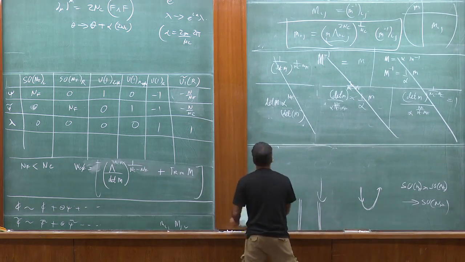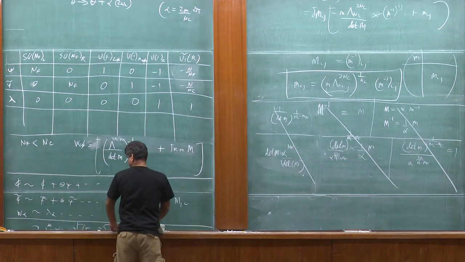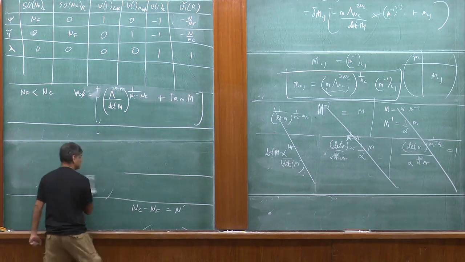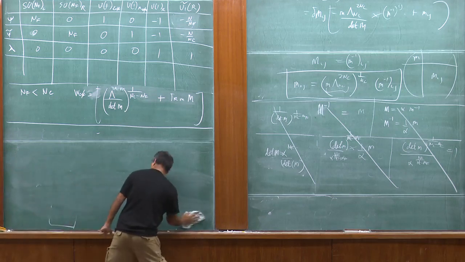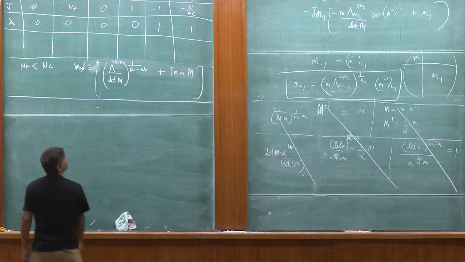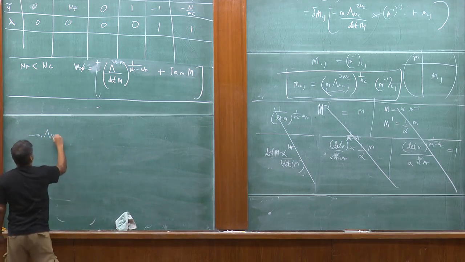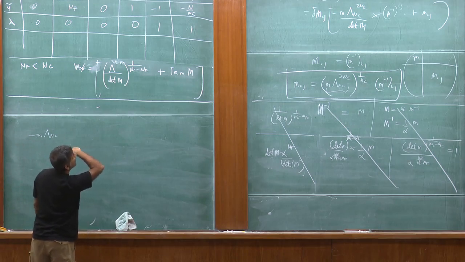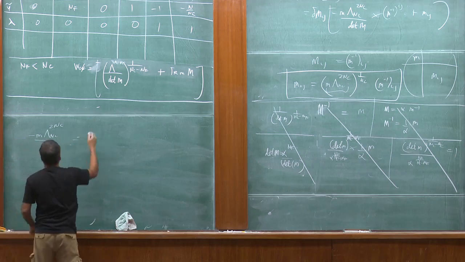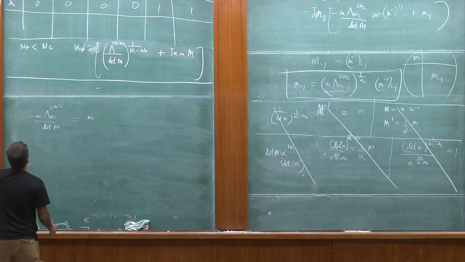So where was the formula we wanted? Here, there, that was the formula we wanted. Let's go back here now. Okay, so the quantity we had was that minus m lambda to the power 2nc by det m was equal to m. And then I gave you a solution. I can't even remember where I gave you the solution, but just to be safe, let's just work it out once again.